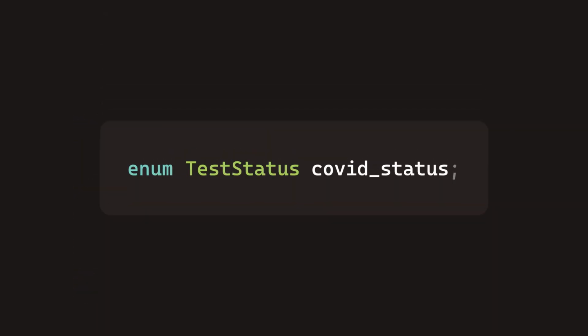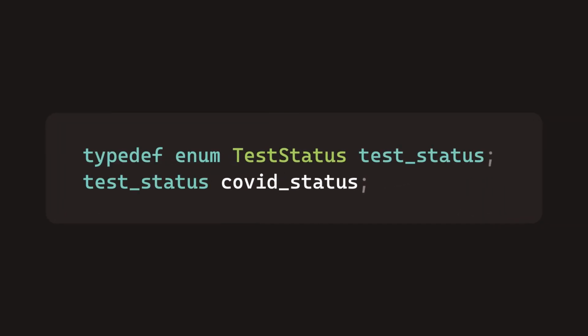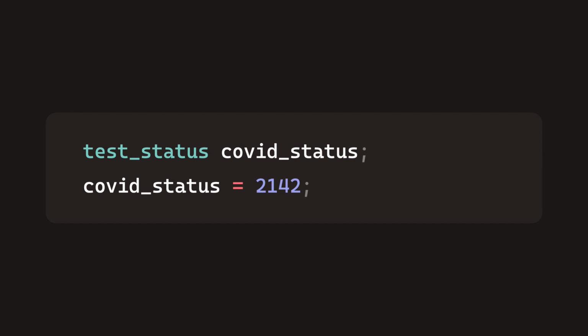Coming back to declaring a variable of an enum type, instead of having to type enum, enum name, and then variable name, we can define a type using typedef like so, and use that to declare variables of that type. However, having a variable of type enum won't stop us from assigning any number to it. That would just be bad programming though.